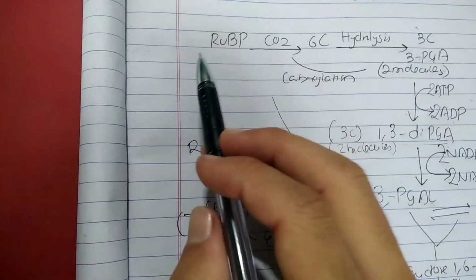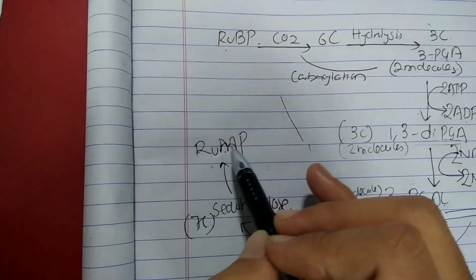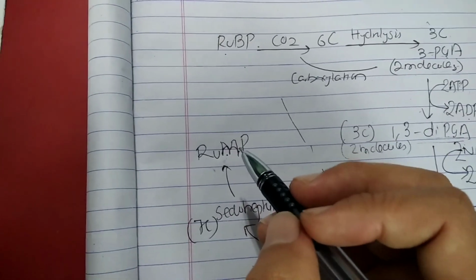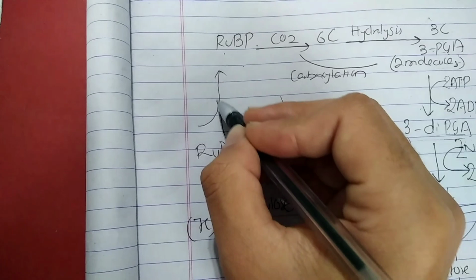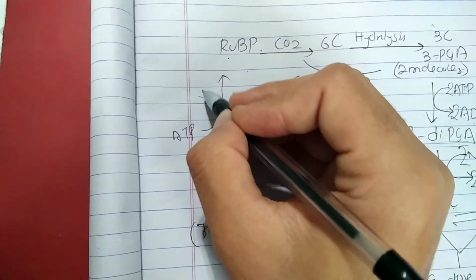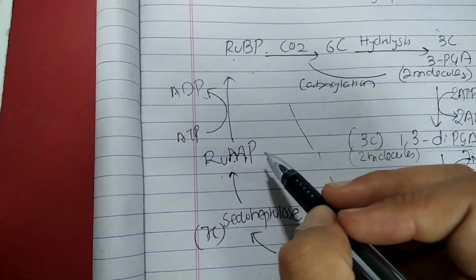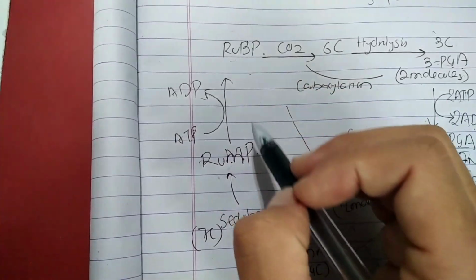And to regenerate RuBP we need bisphosphate. So to convert monophosphate into bisphosphate, we just need to add one phosphate group, which can be achieved by simply adding ATP. It will be converted into ADP, releasing a phosphate group, and this phosphate group will combine to this monophosphate, and thus RuBP can be regenerated.